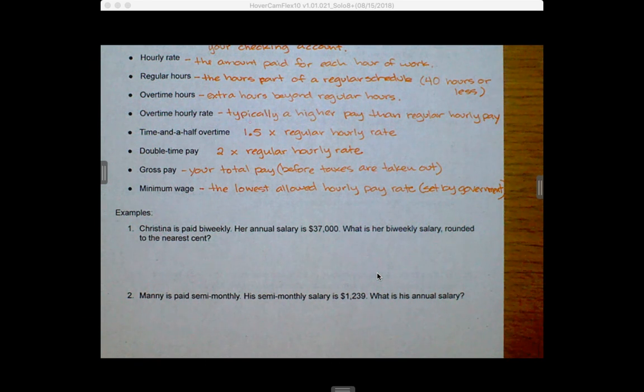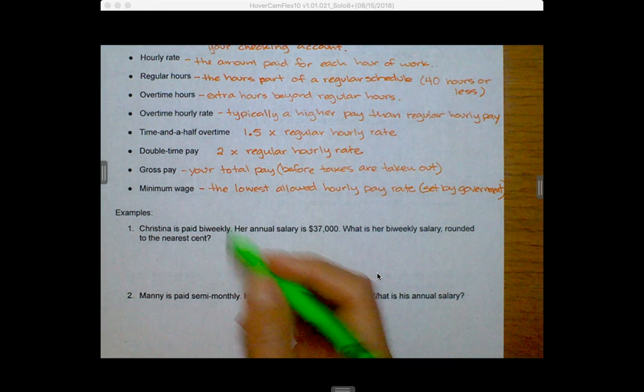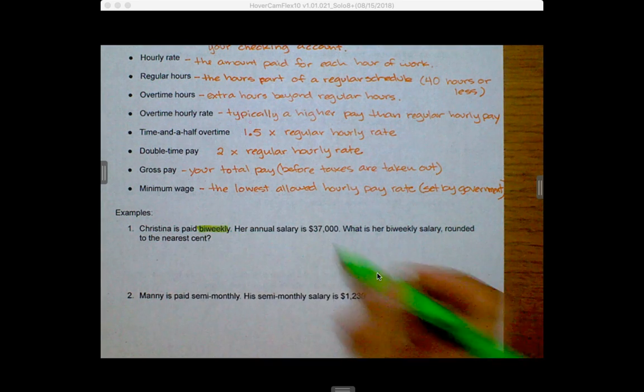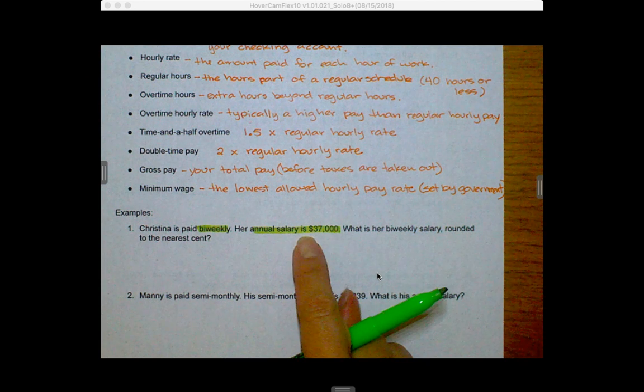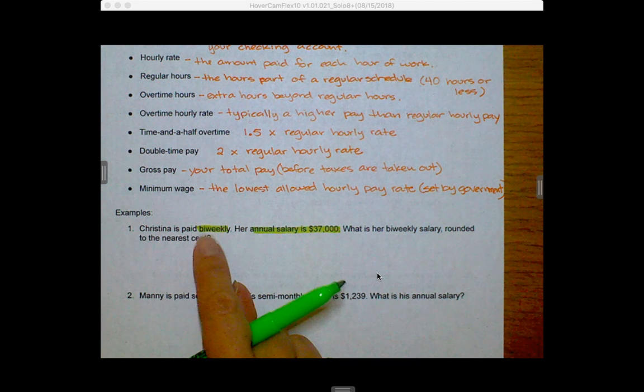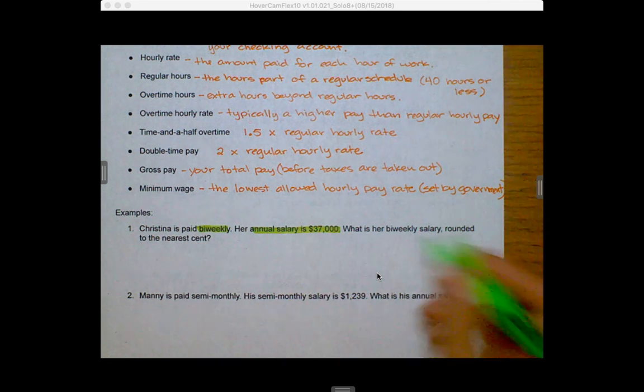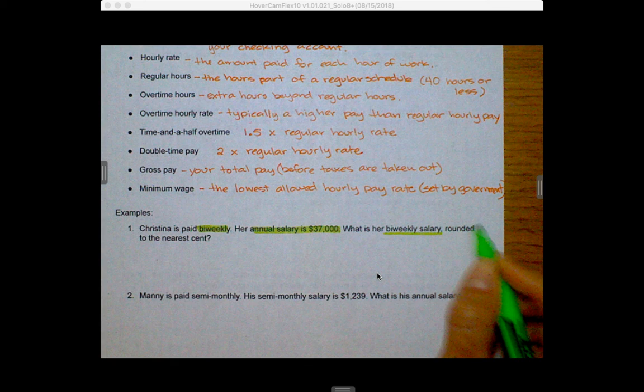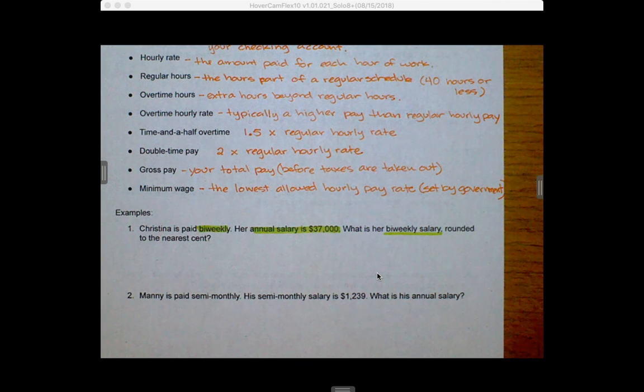All right, so let's look at these examples here. Okay, it says Christina is paid bi-weekly. Her annual salary is $37,000. What is her bi-weekly salary rounded to the nearest cent? So she's getting paid bi-weekly, but they're giving me her annual salary here. Okay, so this is how much she makes in a year, but she's getting paid every other week, right? She gets paid every 2 weeks. Okay, it wants to know how much is her bi-weekly salary. So it's asking us to figure out what she gets for each paycheck, all right?